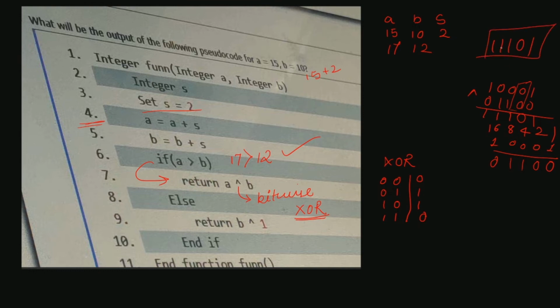Now which is equal to 29. Okay. Now we'll check. This else part will not run because we just executed the if part, and then we are just returning it. That's it. The answer will be 29.